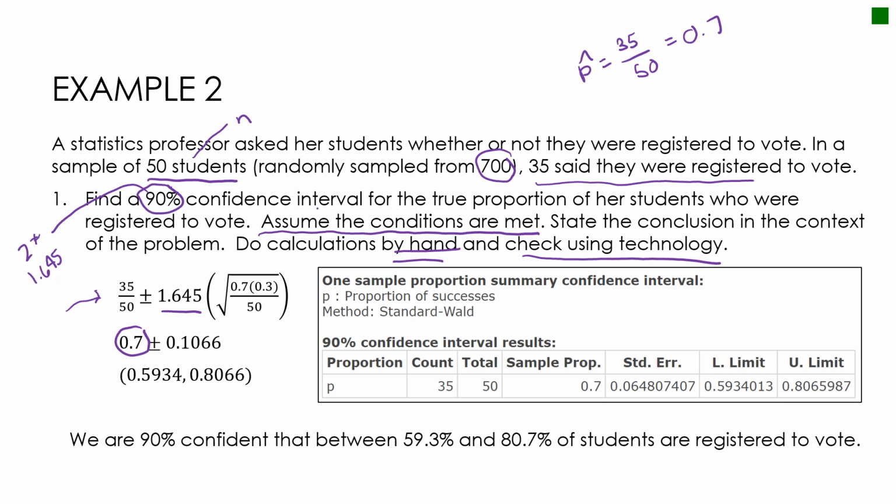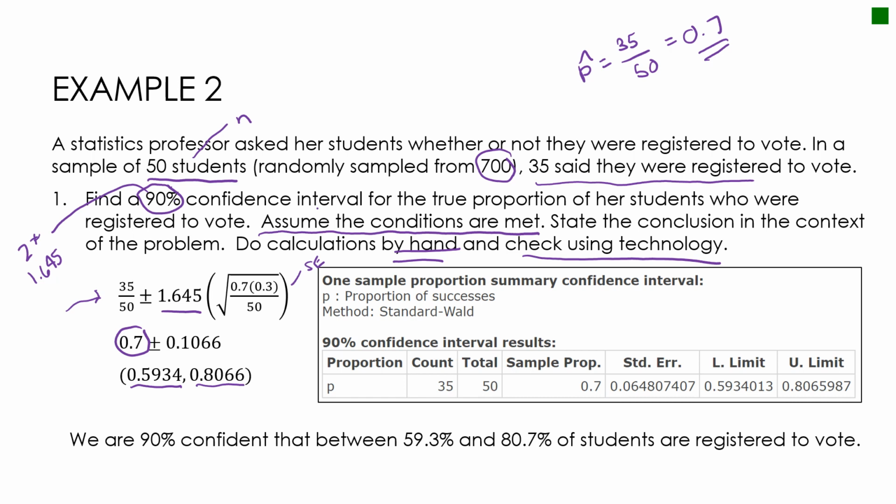And again, notice I'm using the standard error, which uses the p hat value of 0.7 and q hat of 0.3 out of 50. So when I do all of that work by hand, I get 0.5934, 0.8066, because we always write our interval from least to greatest.